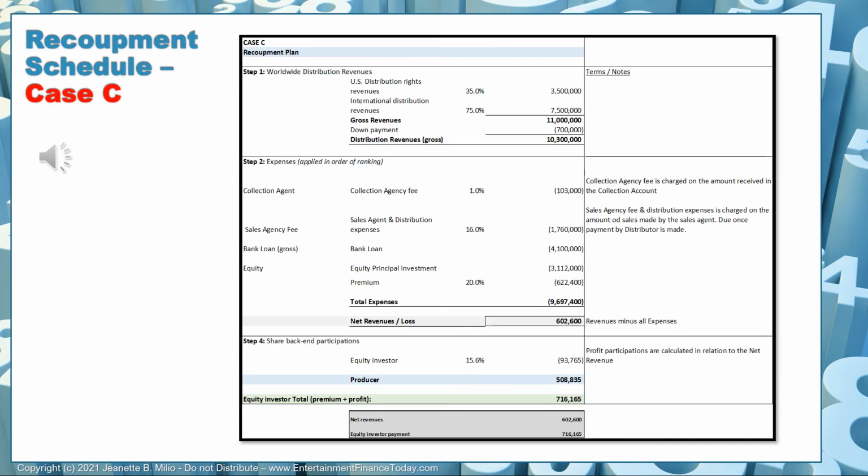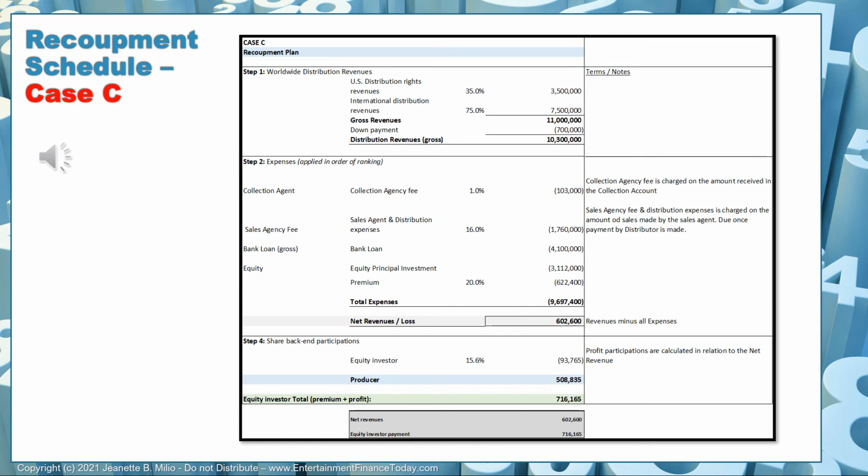So looking at the recoupment plan, here we are seeing that the equity looks a little different now that we have structured this finance plan a little different. So we're still making our $11 million in worldwide distribution revenues. We're deducting the $700,000 that we already received from the distributors as the first installment payment, and we have used to cover a portion of our production budget. So we're at $10,300,000 as revenues right now.